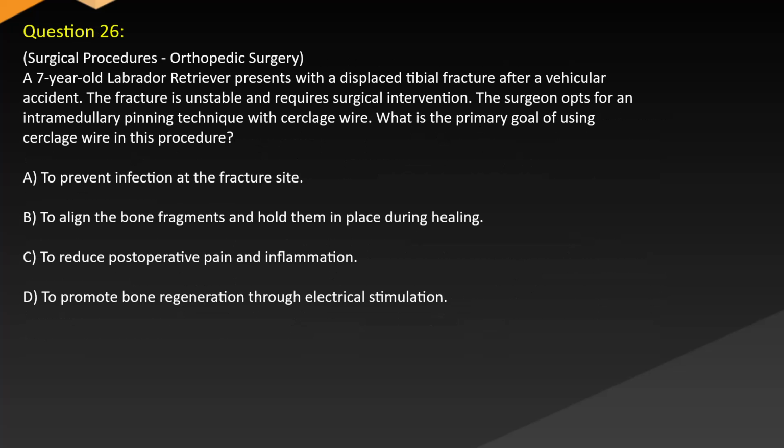Question 26. Surgical procedures. Orthopedic surgery. A 7-year-old Labrador Retriever presents with a displaced tibial fracture after a vehicular accident. The fracture is unstable and requires surgical intervention. The surgeon opts for an intramedullary pinning technique with cerclage wire. What is the primary goal of using cerclage wire in this procedure?